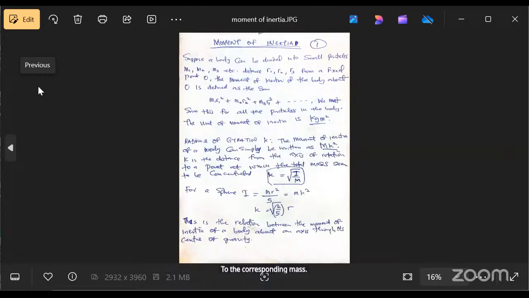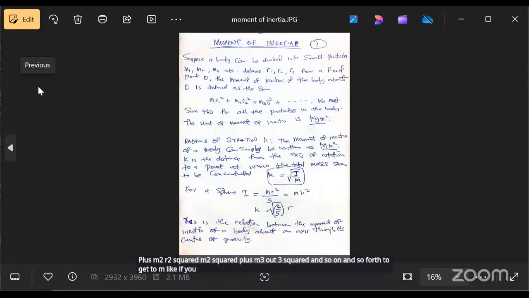Then you can now define the moment of inertia of that body about O, about the fixed point that you are talking about. The moment of inertia is defined as M1 R1 squared plus M2 R2 squared plus M3 R3 squared, and so on, until, if you have 10 particles, M10 R10 squared. That is the definition of moment of inertia.